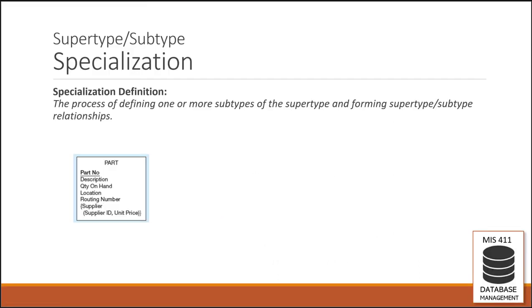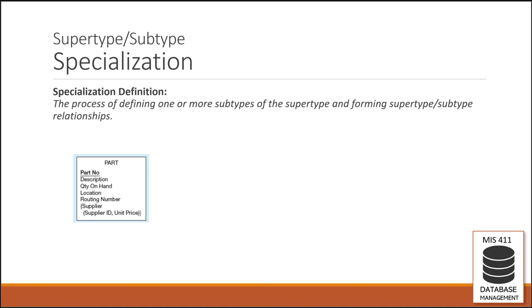So the definition of specialization is the process of defining one or more subtypes of the supertype and forming supertype-subtype relationships. So in other words, this is a process by which you might have an entity and you determine that that entity doesn't actually meet your needs. That entity might have different permutations or different variations that would be better suited as having more specialized subtypes, and that's why they call it specialization.